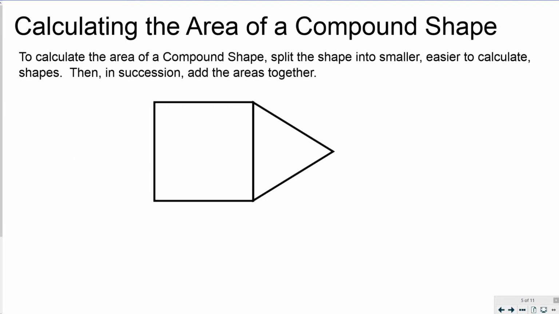Alright, so to actually calculate the area of a compound shape, just split the shape into smaller, easier to calculate shapes. Then in succession, add the areas together. For this here, I could do base times height. And then I can go ahead and add in base times height over 2. And I can add those sums together to get the total area.